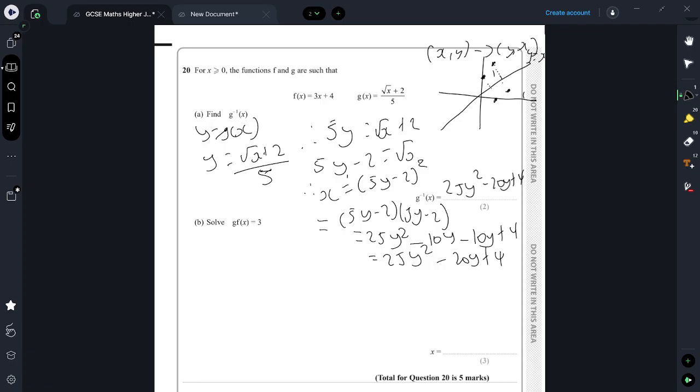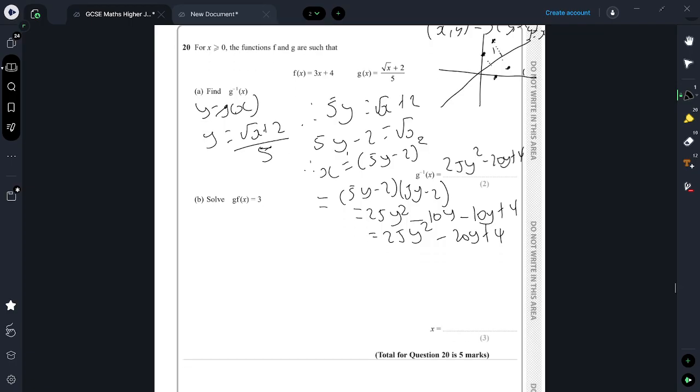It says solve this. Now, this is again a standard functions question. The hardest thing with this is to understand the notation. What does this mean? What this means is it's saying gf of x like this is g of f of x. So you're inputting f of x into g where x is. This does not mean g of x times f of x.